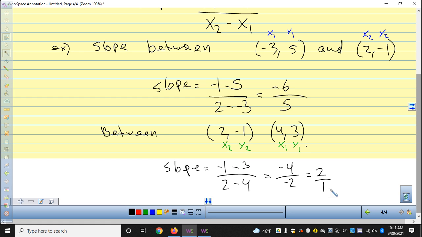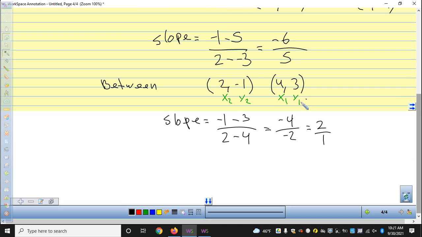Would you get the same slope if you switched the order, with y1 first? Yes, so let's look at that. If I did y1 minus y2, here y1 is 3 minus y2, negative 1, over x1, 4 minus x2, 2. Well, 3 minus negative 1 is 3 plus 1, I get 4. 4 minus 2 is 2, so 4 over 2 is 2, or 2 over 1. So as long as you keep them in the same order on the top and the bottom, you'll get the right answer. Okay?